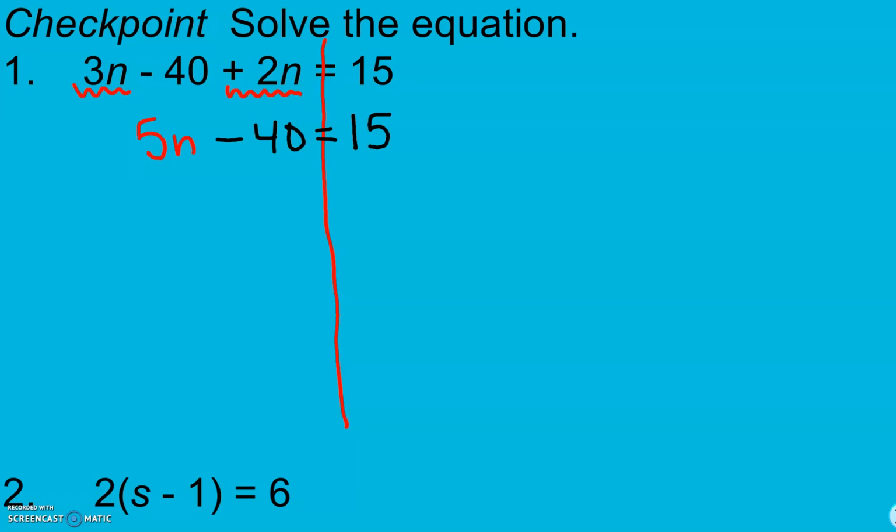Now, to get my variable by itself, I add to get rid of my subtraction. And if I change one side, I have to change both. I didn't change that 5n or the fact that it's equal since I did it on both sides. 55. My variable is being multiplied by 5, so I get rid of it by dividing by 5.